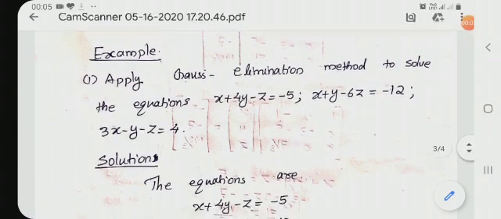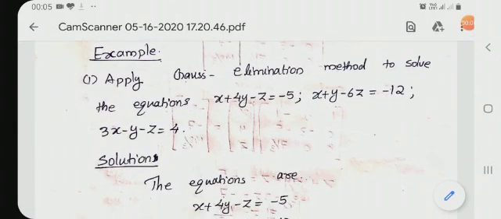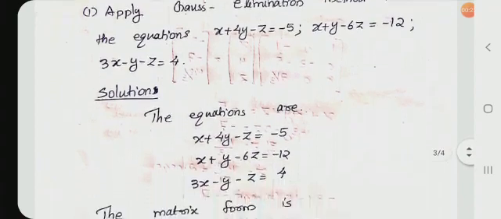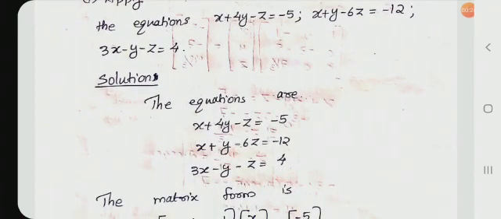An example for solving a system of equations using the Gauss elimination method. Apply the Gauss elimination method to solve the equations x plus 4y minus z is equal to minus 5, x plus y minus 6z is equal to minus 12, 3x minus y minus z is equal to 4. This is a system of 3 equations in 3 unknowns. For solving this, we have to find the values of x, y and z.